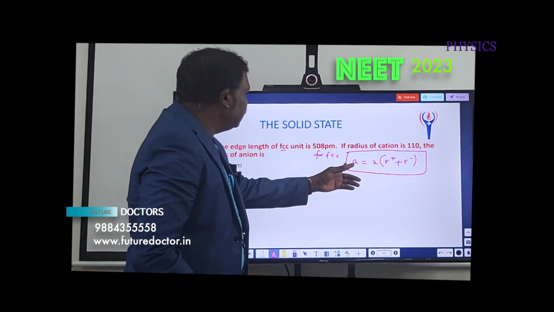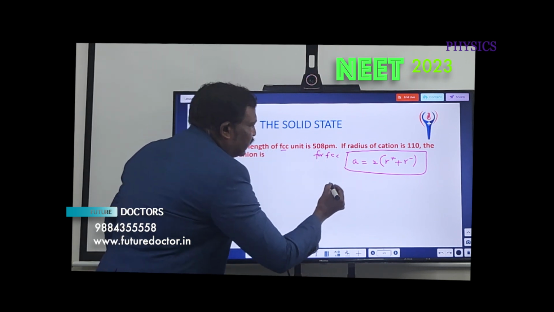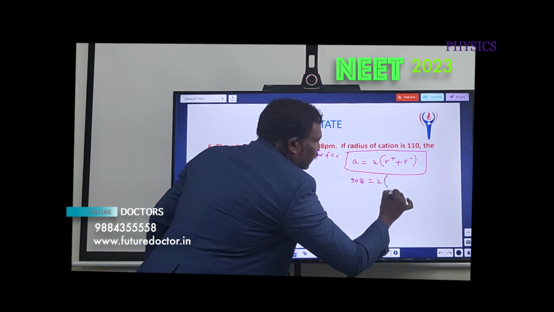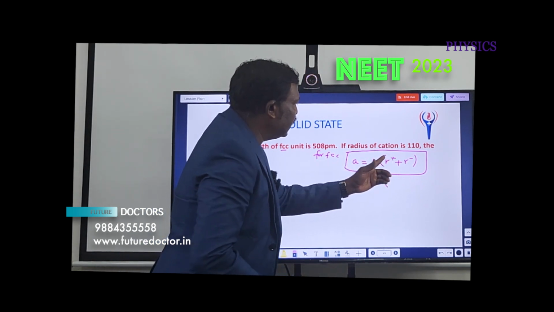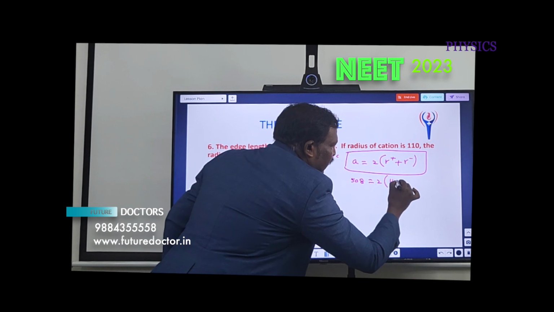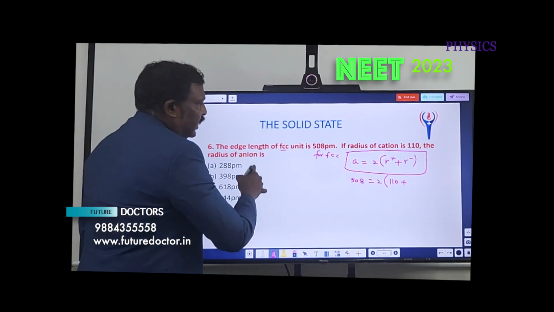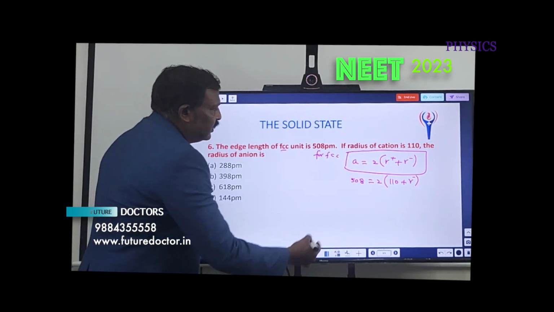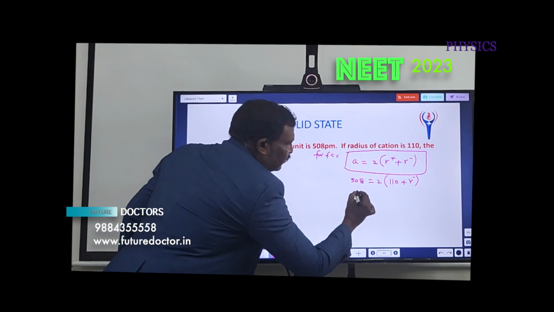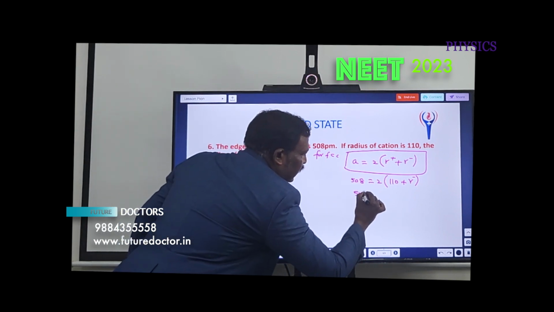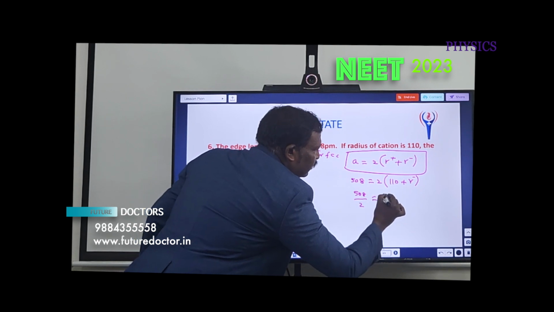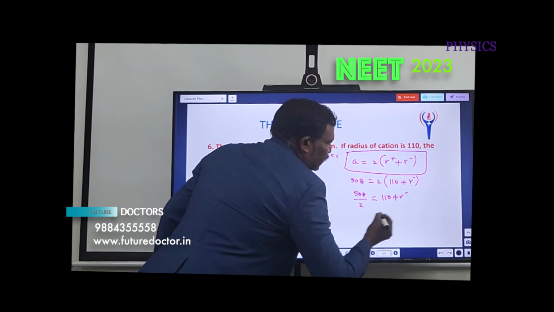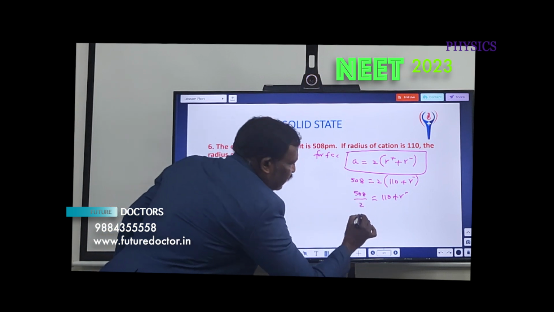A is called the edge length. The edge length is 508, equal to 2 into the radius of cation, which is 110, plus the radius of anion. They're asking to find the radius of anion, R minus. Understood? Are you following? So when 2 comes to the denominator, here you can write 508 by 2, which is equal to 110 plus radius of anion.